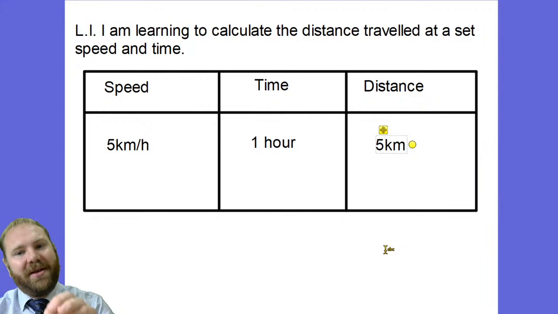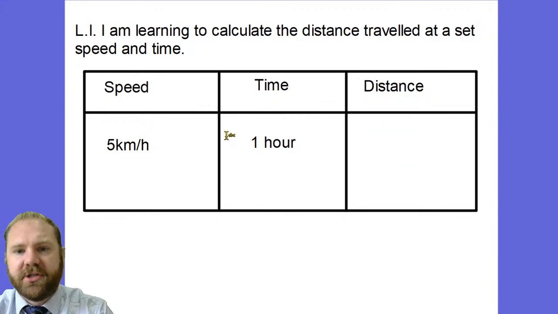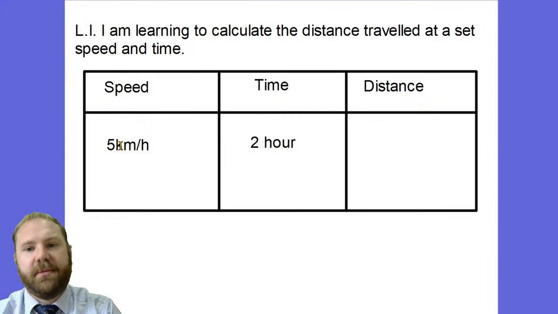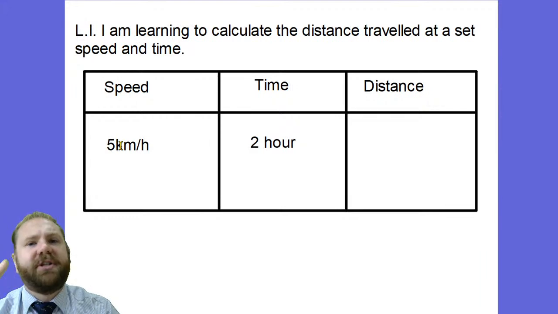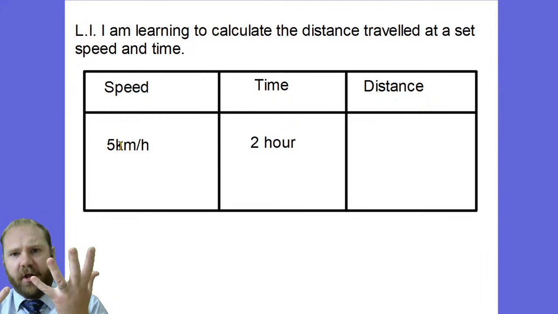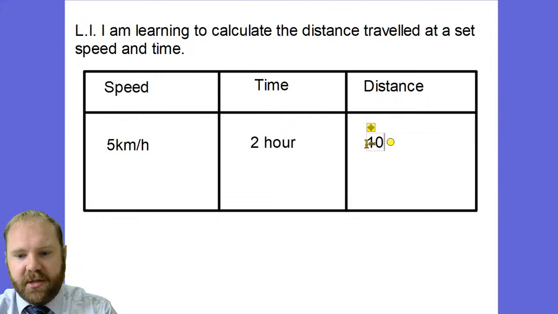That's your way in. From here, we're going to ramp it up a little bit, okay? So what about if I did that for 2 hours? Let's change this to a 2 here. So I'm going at the same speed, 5 kilometers per hour. So every hour I go 5 kilometers. What happens if I do it for 2 hours? Well, that's going to be 5 kilometers times 2, because I do it for 1 hour, I go 5 kilometers, I do it another hour, I go another 5 kilometers. So 5 times 2, well, that's 10 kilometers.